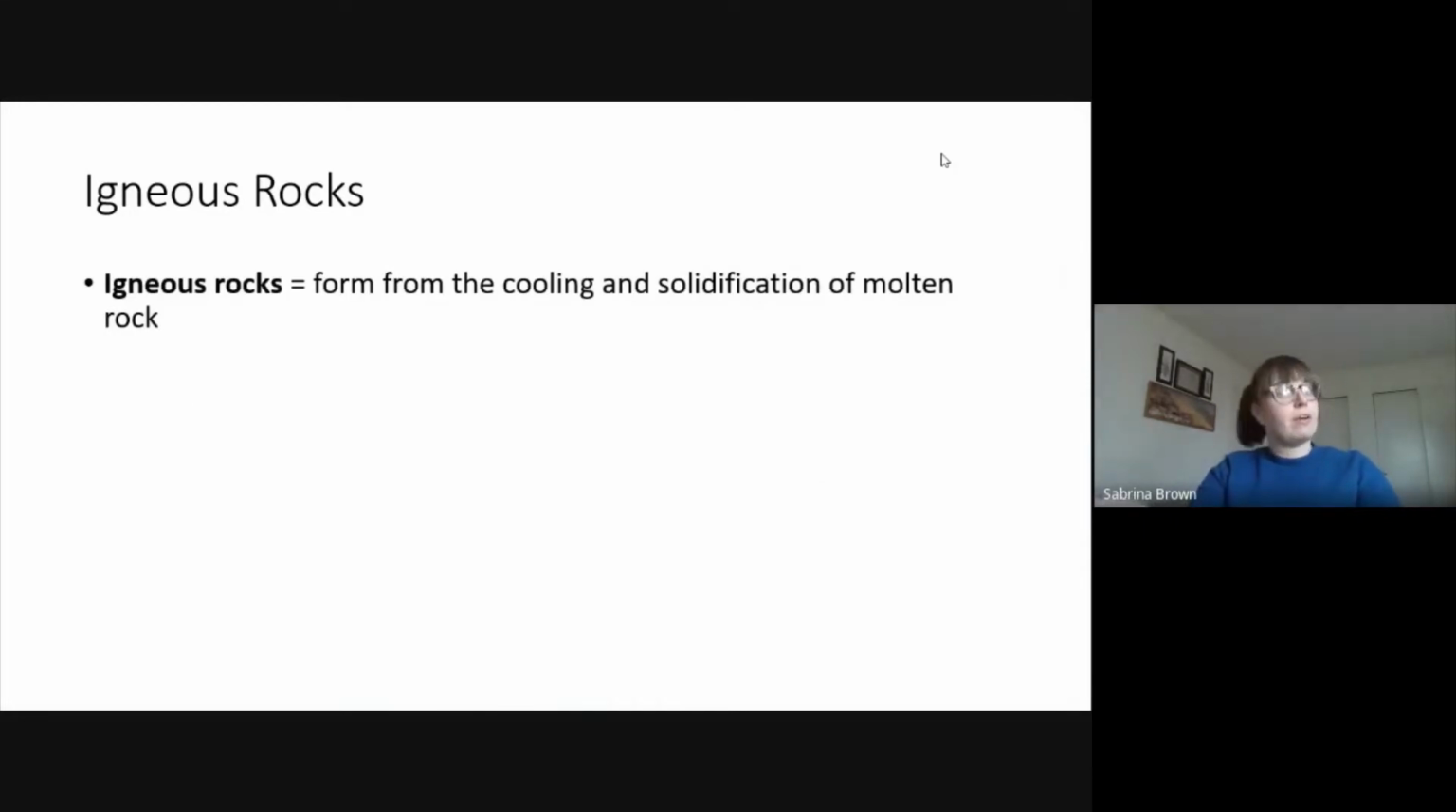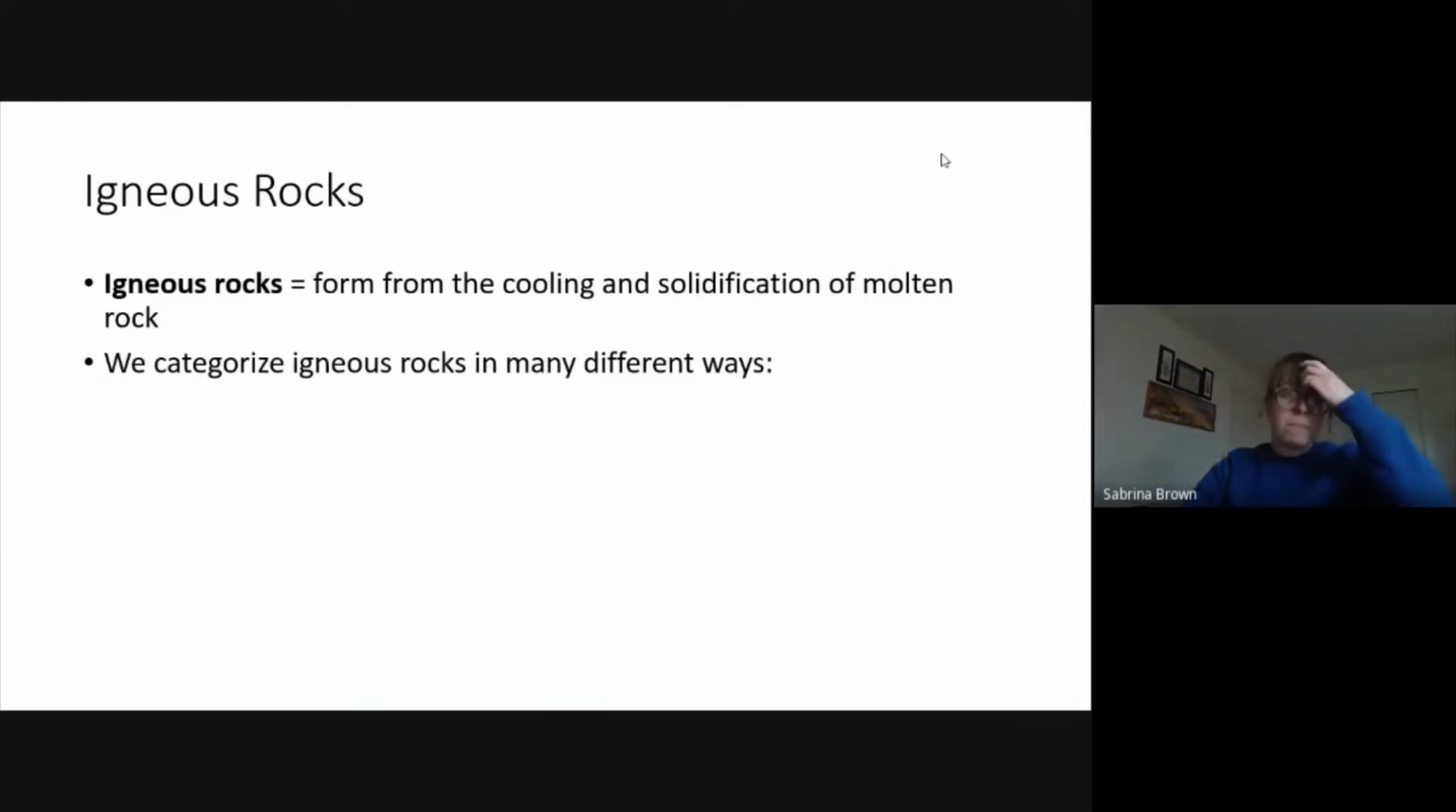So, right, we care about molten rock because igneous rocks form from the cooling and solidification of molten rock. And so that's kind of why we start with igneous rocks in this class. We've talked about how minerals form and what minerals are. And now we're going to talk about rocks, which are made up of minerals. And of our three different types of rocks, it kind of makes sense to start with igneous rocks because they form sort of brand new from cooling and solidification of molten material.